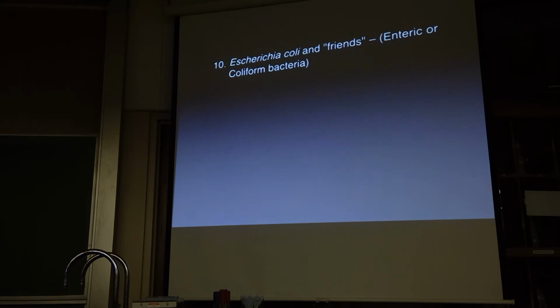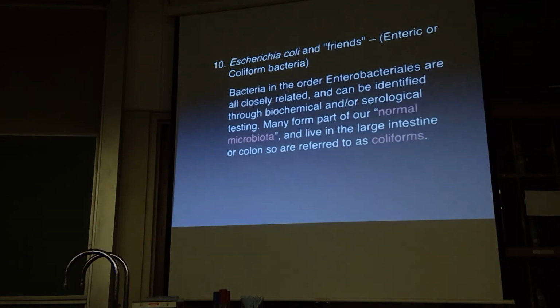The next major genus is Escherichia. So probably you more commonly hear of these as E. coli. The E stands for Escherichia. So E. coli and friends. This is a group of organisms that we use in our physiological unknown 1. There's a group, they all belong to the order Enterobacteriales. They're relatively closely related. And they're part of our normal microbiota.